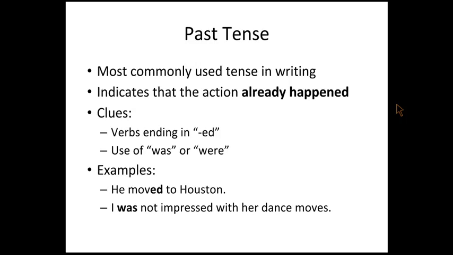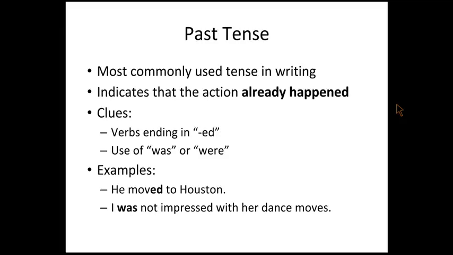So first, past tense. Past tense is the most commonly used tense in writing. So when you're reading something, whether it's a story or an article, it's usually talking about something that's already happened. The past tense indicates that the action has already taken place. It happened in the past, and now we're talking about it. When you tell stories with your friends, you're talking about things that already happened to you, and you're relating them in the past tense.